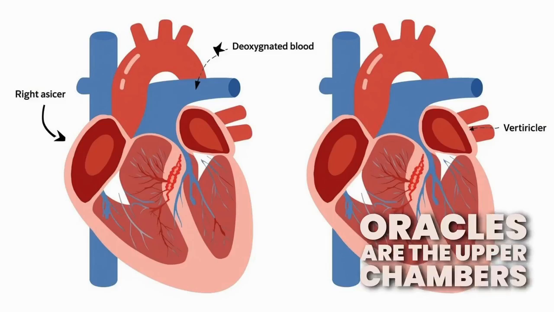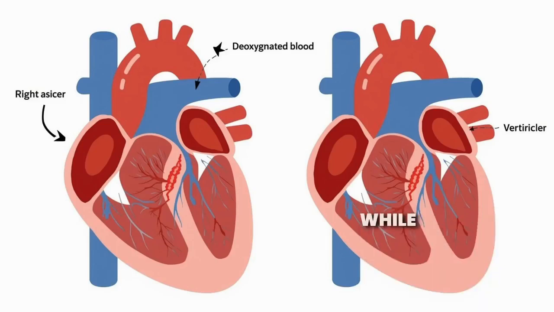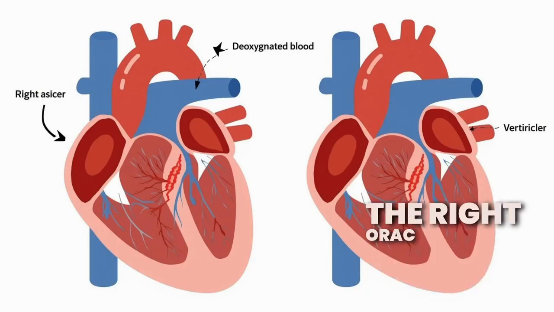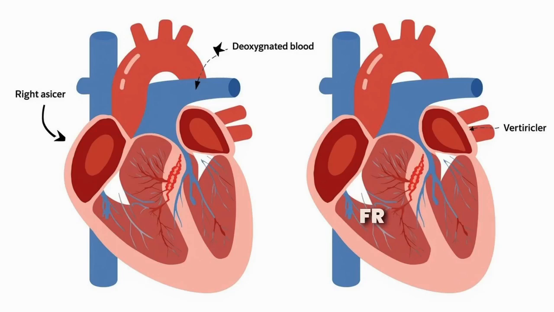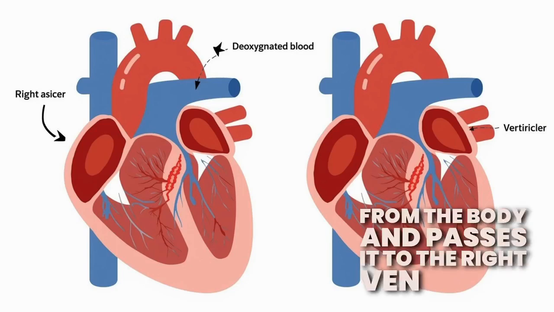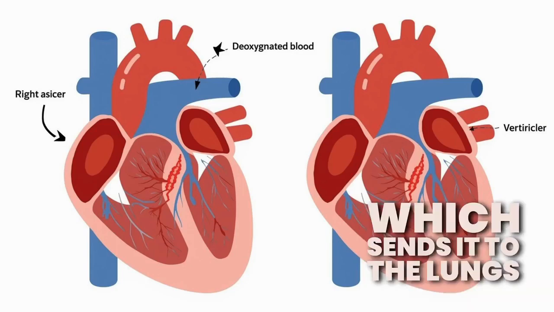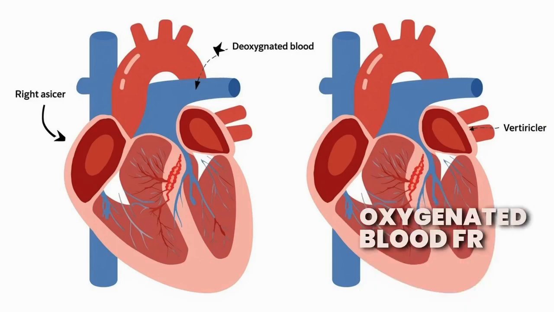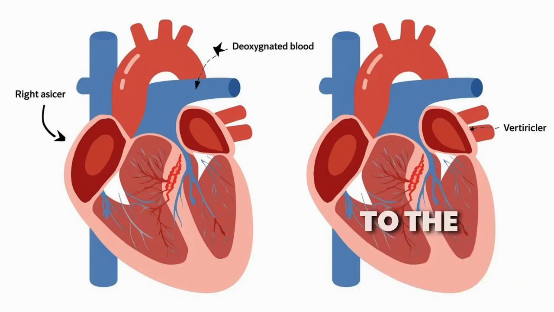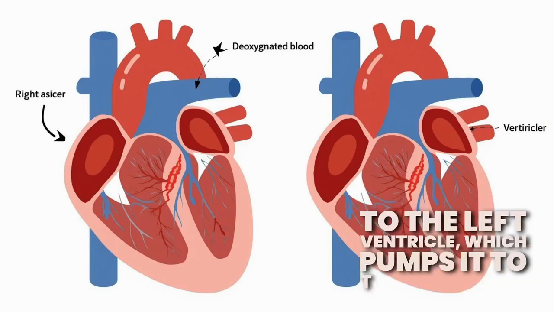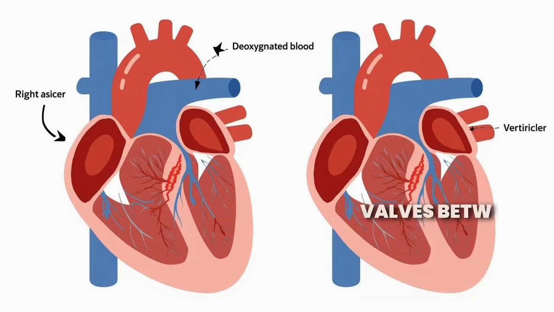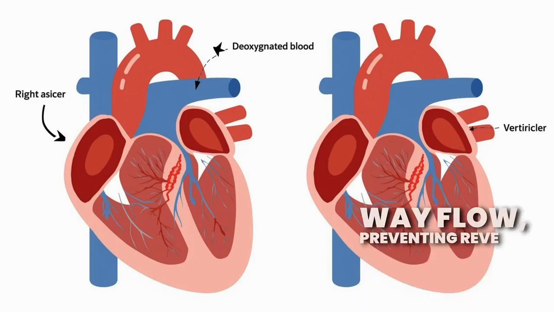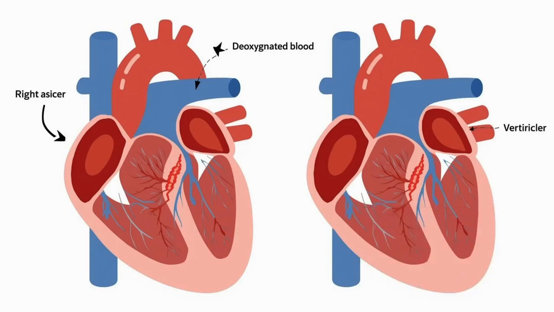Auricles are the upper chambers of the heart that receive blood, while ventricles are the lower chambers that pump it out. The right auricle collects deoxygenated blood from the body and passes it to the right ventricle, which sends it to the lungs for oxygenation. The left auricle receives oxygenated blood from the lungs and transfers it to the left ventricle, which pumps it to the entire body. Valves between auricles and ventricles regulate one-way flow, preventing reverse circulation of blood.